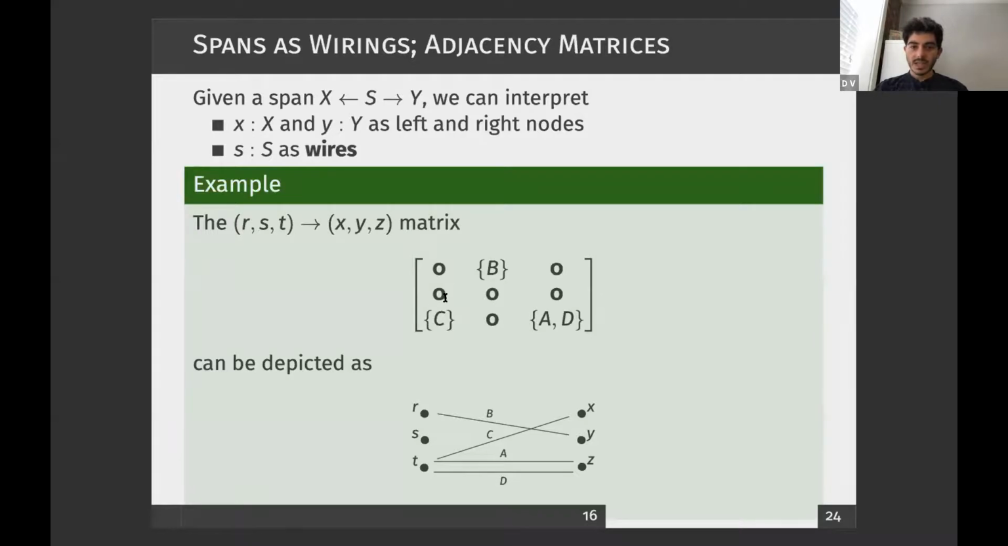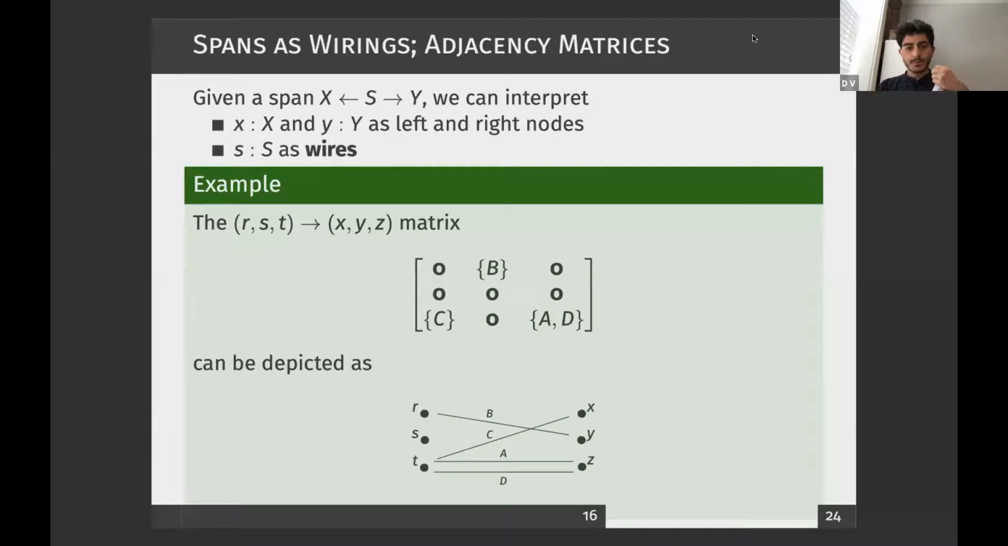This set C corresponds to the fact that T gets connected to X via wire C. A, D corresponds to the fact that T gets connected to Z via both A and D. And this B corresponds to the fact that R gets connected to Y via B. So we can depict this with a diagram as follows. We have the RST on the right, the XYZ on the left, and a wire connecting them.